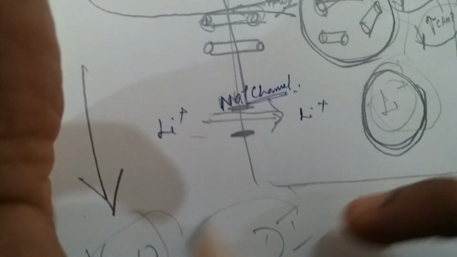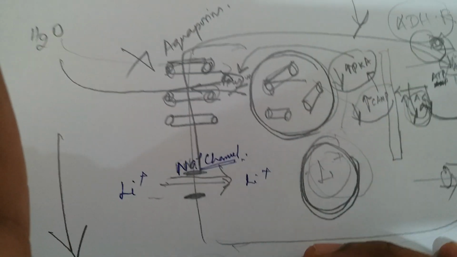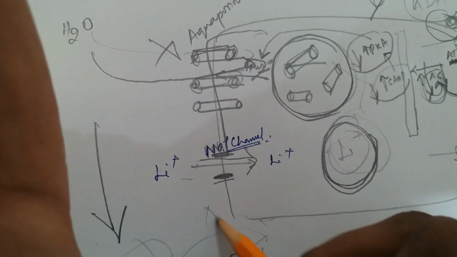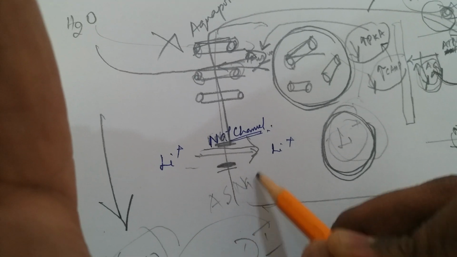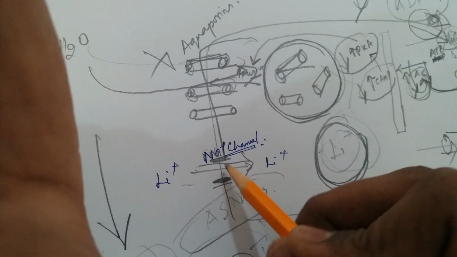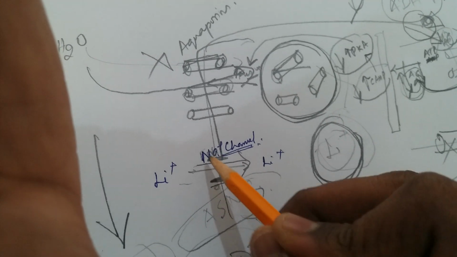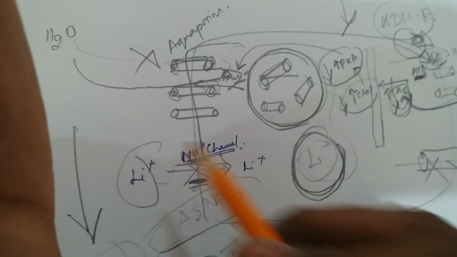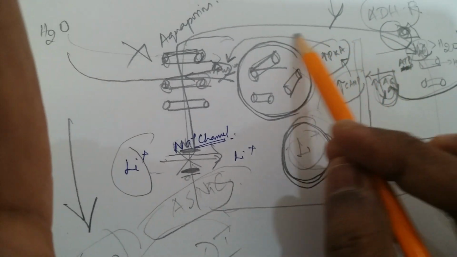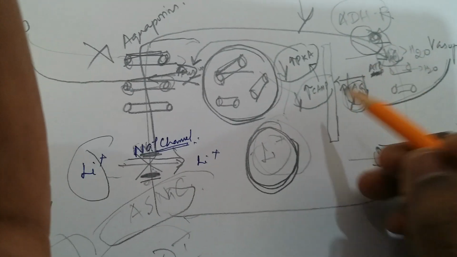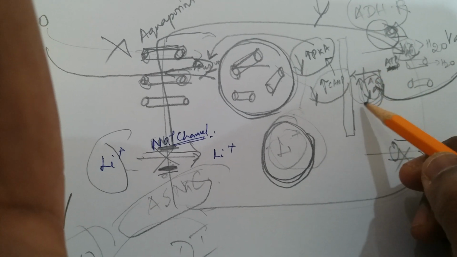Now, how does amiloride help? What is this amiloride? Amiloride is a blocker. This channel is also called the amiloride sensitive sodium channel. So this amiloride attaches to this particular channel and blocks this channel. As a result, the lithium ion is not able to enter into this cell. So once it is not able to enter into the cell of the collecting duct, the adenylyl cyclase is not inhibited.